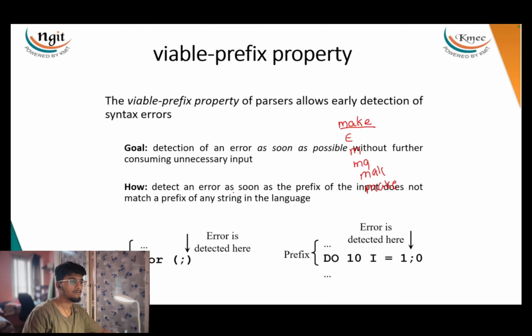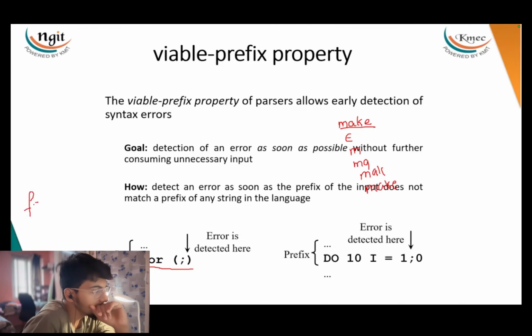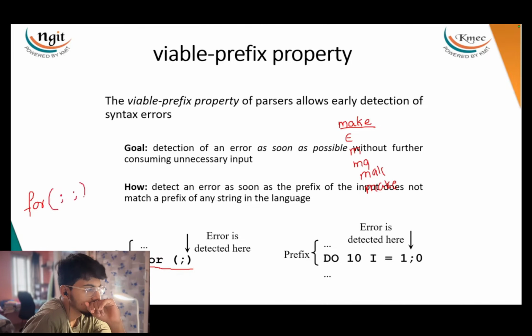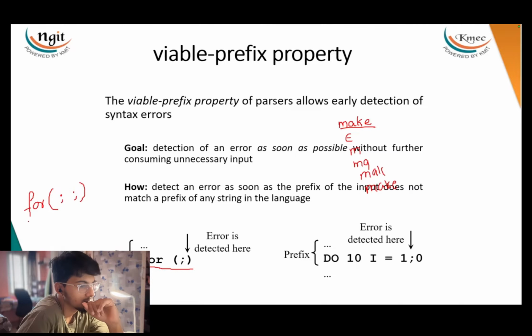Then how is it going to be done? An error is detected when the prefix of its input does not match the prefix of any string in the language. For example, you have written for, open parenthesis, semicolon, and close parenthesis. But what is the correct statement of for? You should have two semicolons in the for. So when you are reading it, what is the prefix? FOR, it will check FOR. We have a valid string. Open parenthesis, we have a valid string.